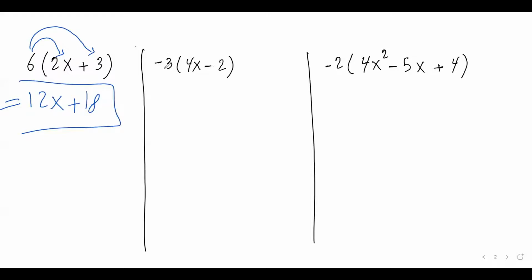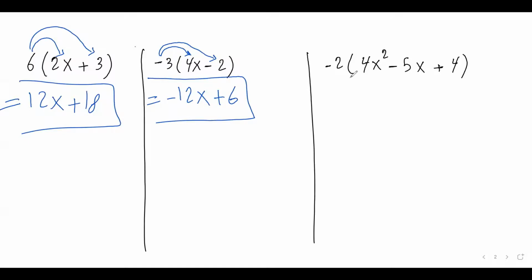How about this one? Negative 3 bracket 4x minus 2. We have to do the same thing. We have to distribute this negative 3 into this bracket. So I have to multiply this negative 3 by 4x, and then I have to multiply it again by negative 2. This equals negative 3 times 4x, which is negative 12x, and negative 3 times negative 2, that's positive 6. This is our answer.